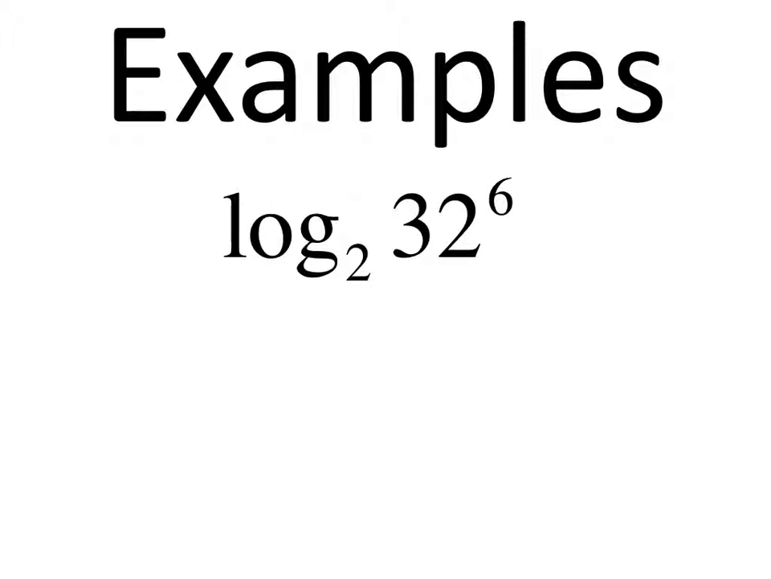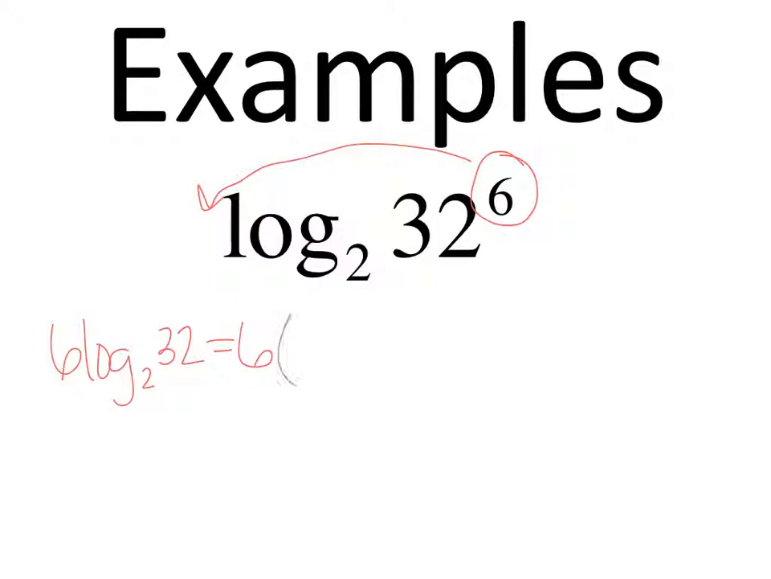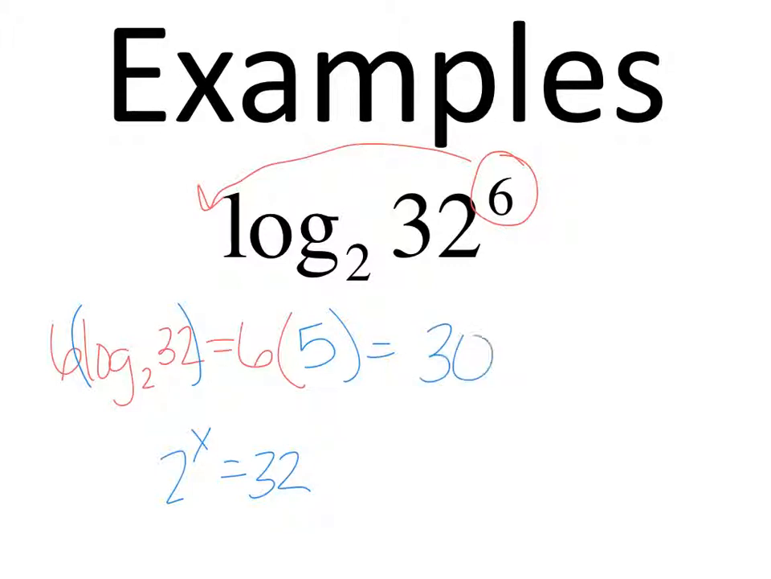Here I have log base 2 of 32 to the 6th power. So I'm going to take this exponent and it's going to come down in front of the log. So I have 6 times log base 2 of 32. I'm going to ignore this 6 for now. I need to simplify this log to see what I'm multiplying 6 to. So 2 to what power is 32? I know that 2 to the 5th power is 32. So it's really 6 times 5, and 6 times 5 is 30.